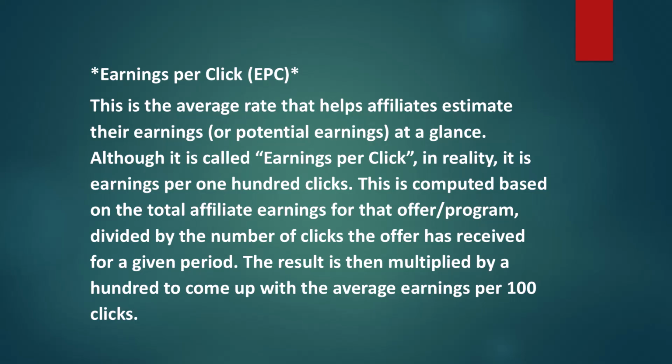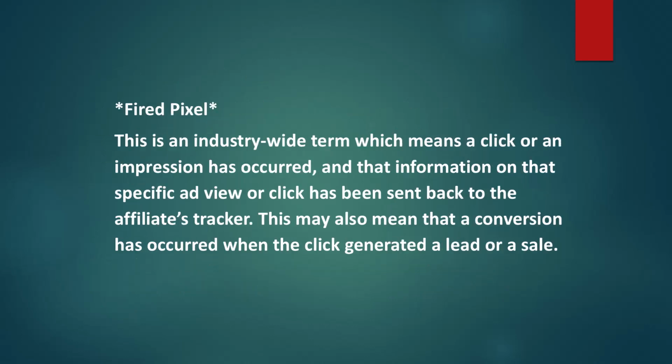Earnings per click, EPC. This is the average rate that helps affiliates estimate their earnings or potential earnings at a glance. Although it is called earnings per click, in reality, it is earnings per 100 clicks. This is computed based on the total affiliate earnings for that offer or program, divided by the number of clicks the offer has received for a given period. The result is then multiplied by 100 to come up with the average earnings per 100 clicks.